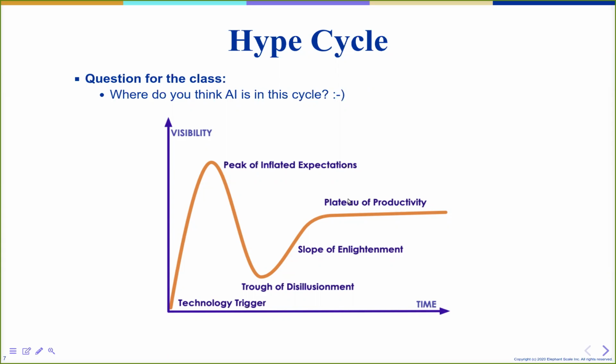Now, question for you guys is, where do you think AI is in the cycle? Can you just maybe go on record by typing in the chat window? Which phase do you think AI is at right now? Peak, maybe here, yeah. Again, there's no right or wrong answer. Interesting, a lot of you think we are kind of right here. Maybe we are here, maybe we are here. So you think maybe we are in the slope of enlightenment?